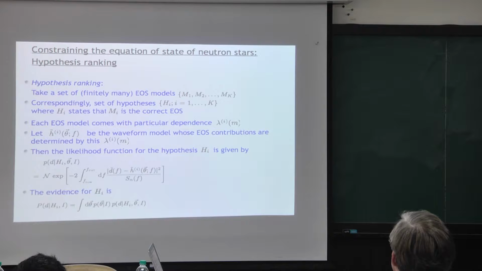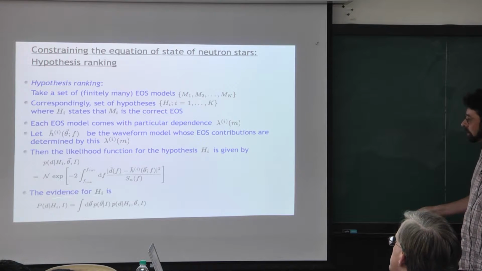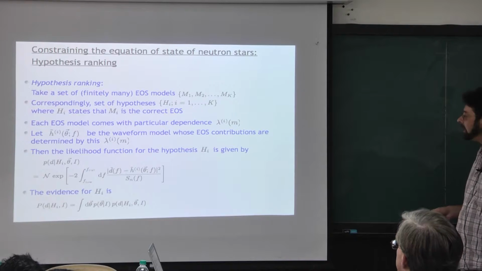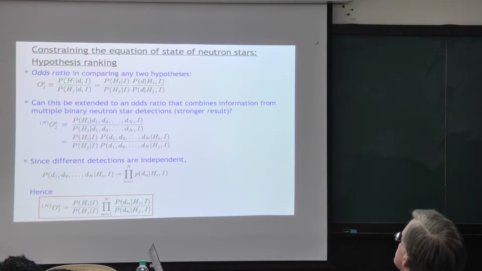Now, let's say that Hi is the waveform model whose EOS contributions are determined by that particular functional dependence. Then you can trivially write down the likelihood function for each hypothesis Hi, and it is given in the usual form. And the particular waveform family you choose here is the one that has this functional dependence lambda of m. Then you can go on and of course compute the evidence for Hi, and that will be the basis for comparing hypotheses. Okay, so as usual we compute an odds ratio, which is a ratio of prior probabilities and a ratio of evidences.